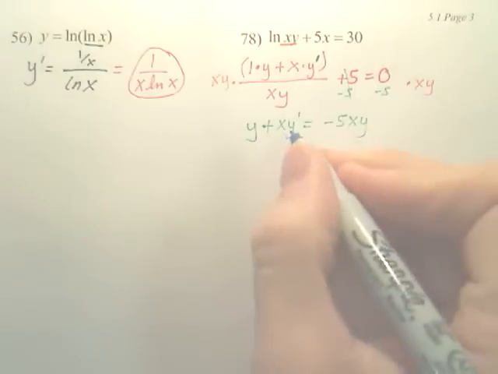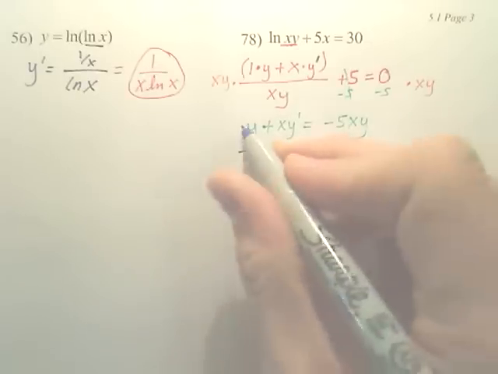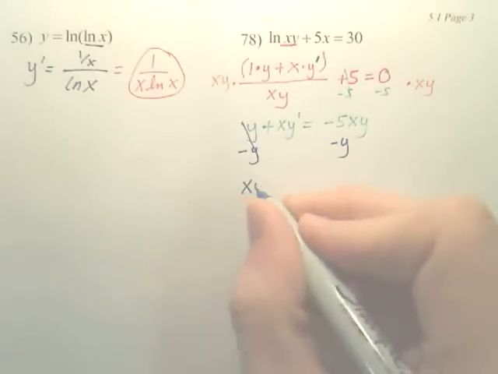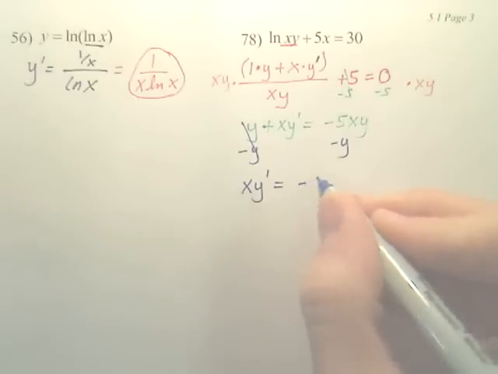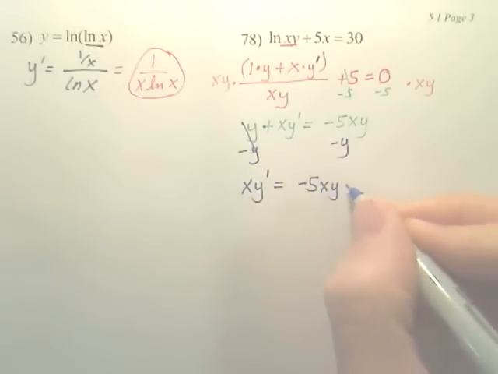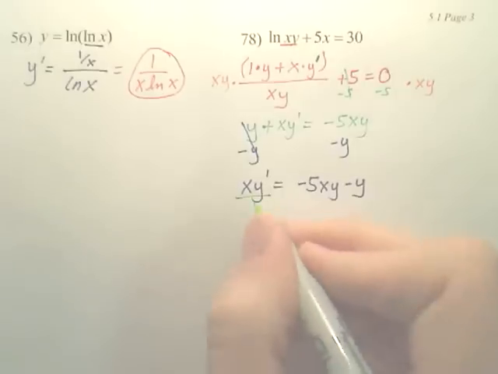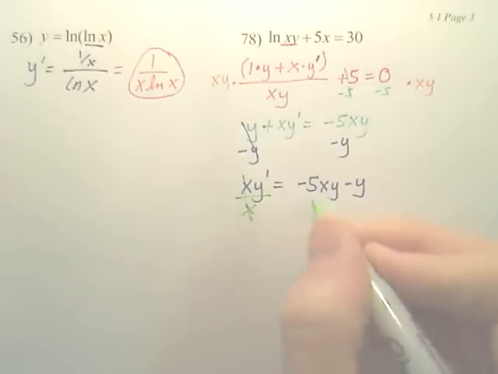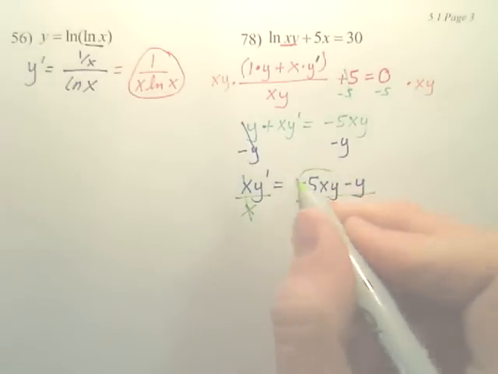And I got to get this by itself, so the next step would be minus the y over. So xy prime equals negative 5xy minus y. And divide by x. And there's my answer.